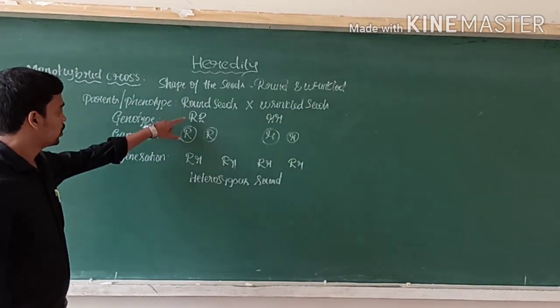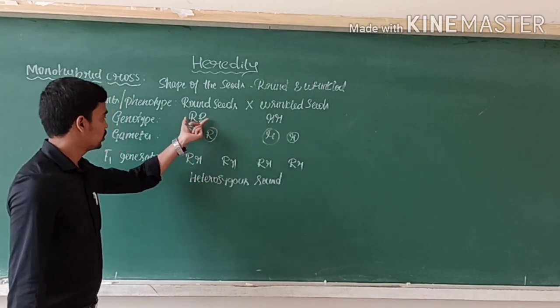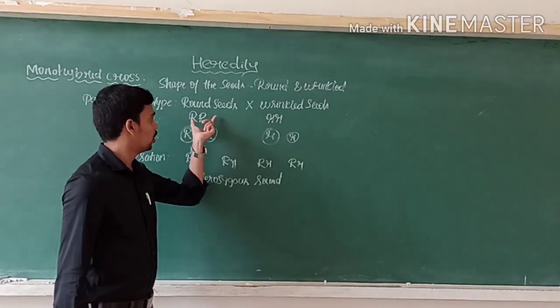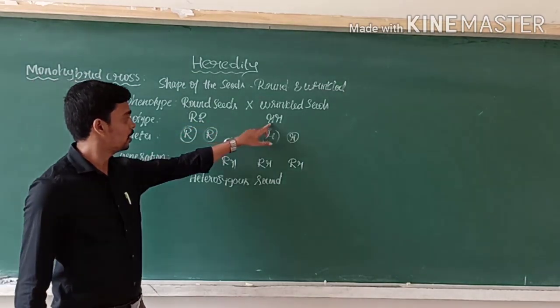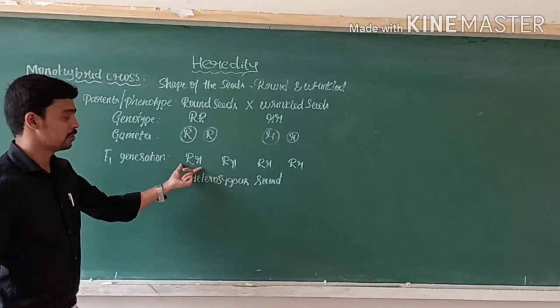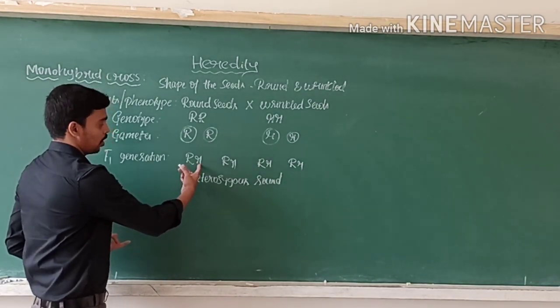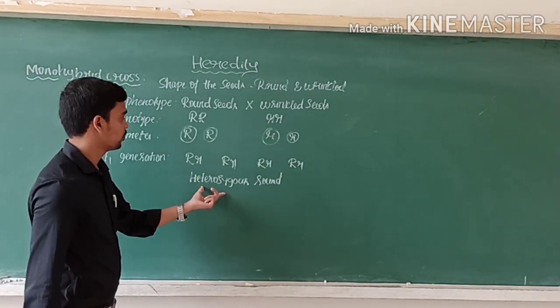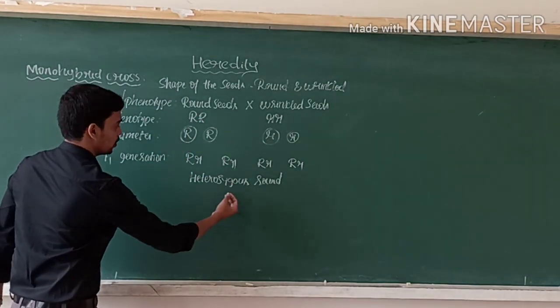Heterozygous round. Here they won't have both the parental characters, that is homozygous round, capital R and capital R. Here it is a homozygous condition, but here it has a heterozygous condition. One is capital R and one is small r. It is heterozygous round. Round is the dominant character, so it is expressed in the F1 generation.